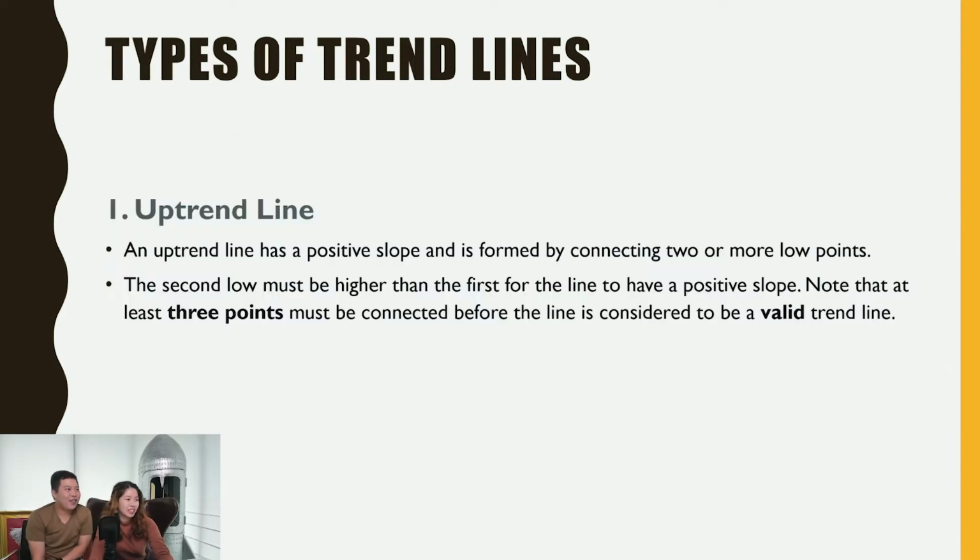Next. Uptrend line. An uptrend line has a positive slope and is formed by connecting two or more low points. The second low must be higher than the first for the line to have a positive slope. Note that at least 3 points must be connected before it's considered a valid trend line. He just said 2 or more. Now it suddenly becomes 3. I guess you'll have to do 3 or more. I just feel cheated.